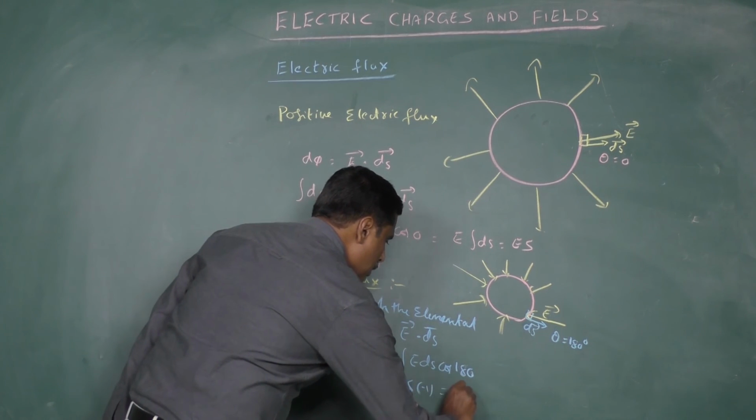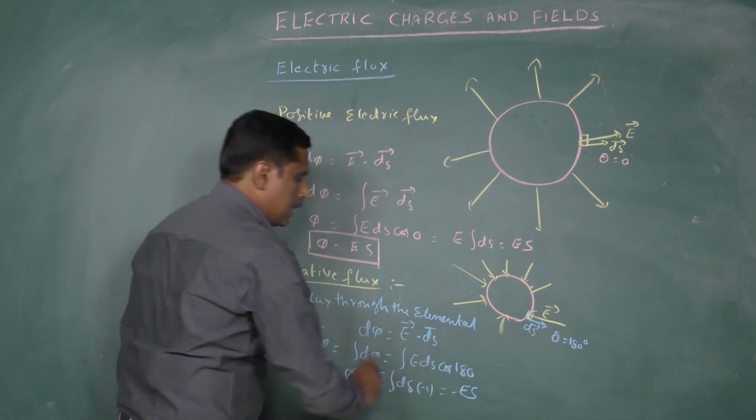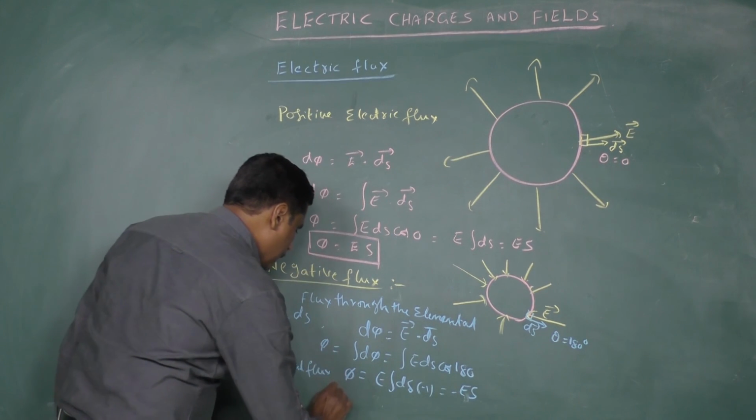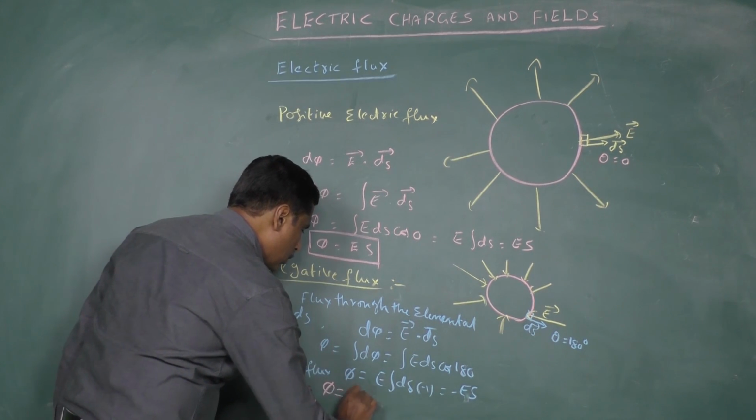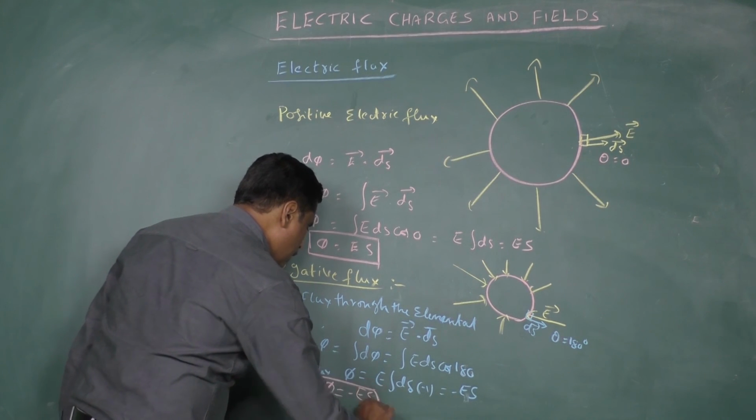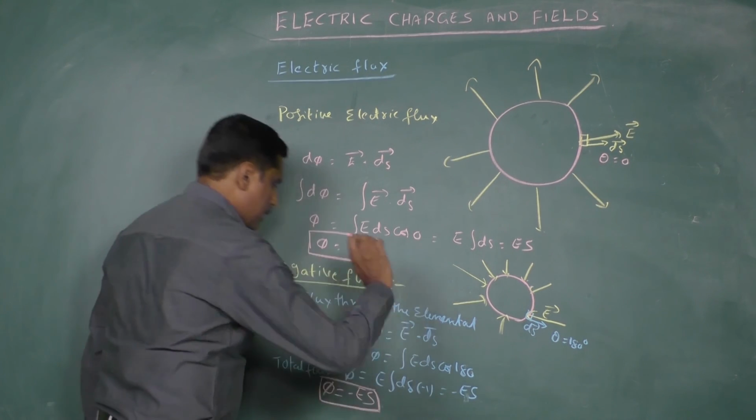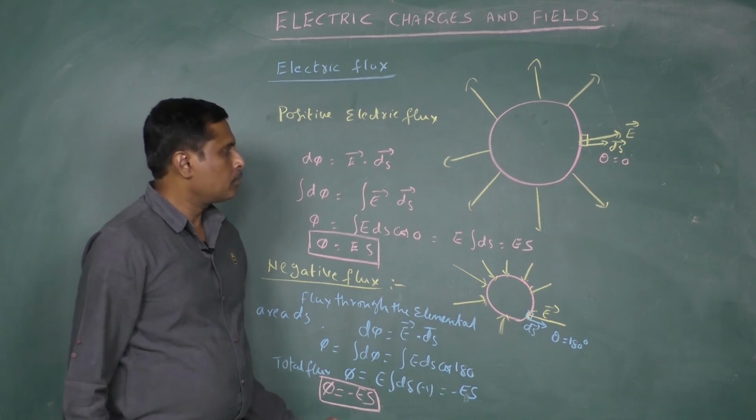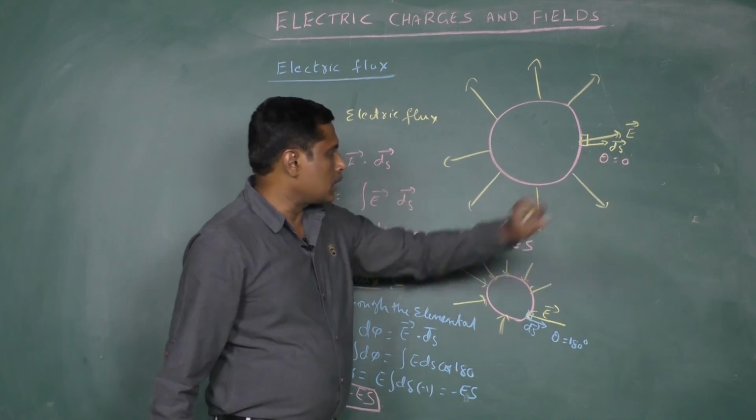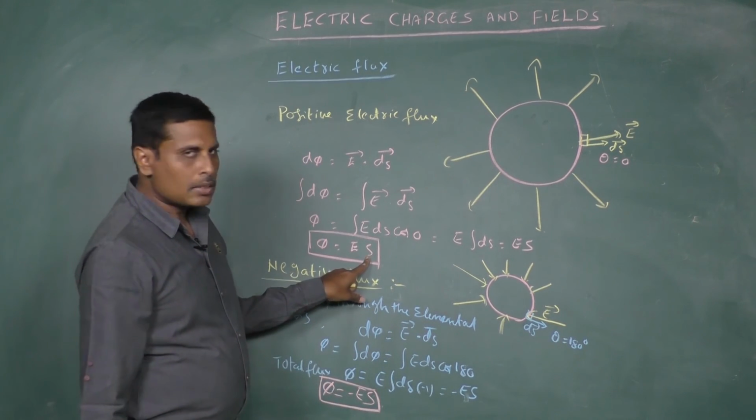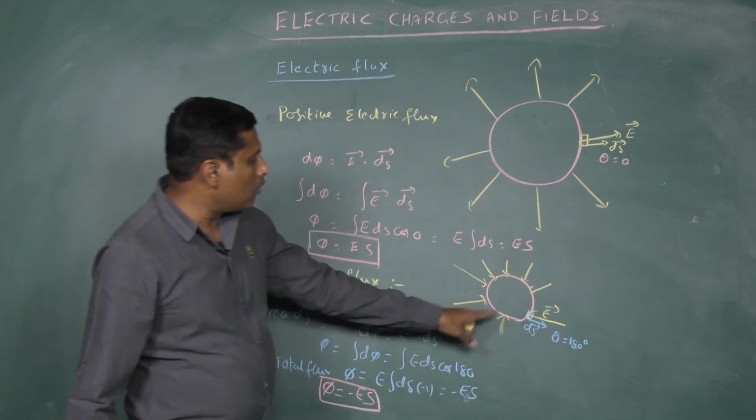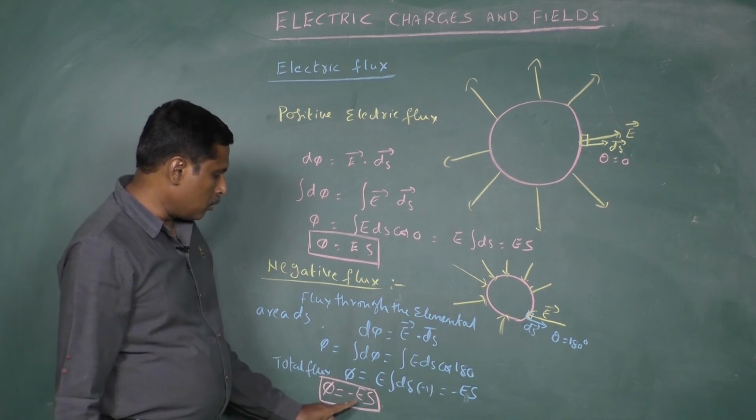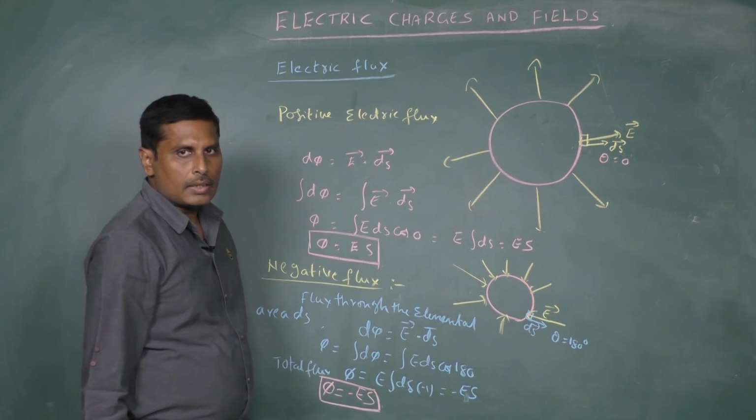That is equal to what? Minus E S. Therefore, we can write phi is equal to minus E into S. For the outward flux, the flux is taken as positive. For the inward flux, the flux is taken as negative. Phi is equal to minus E S.